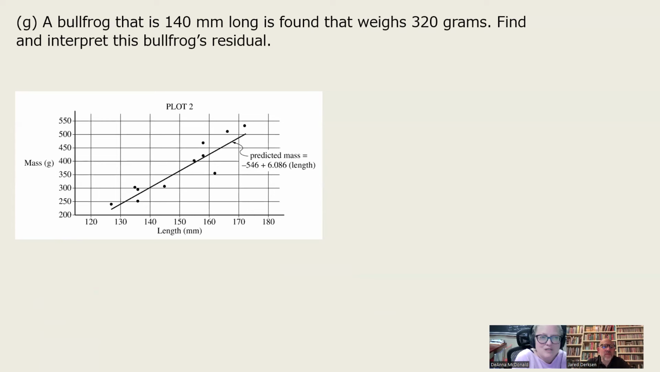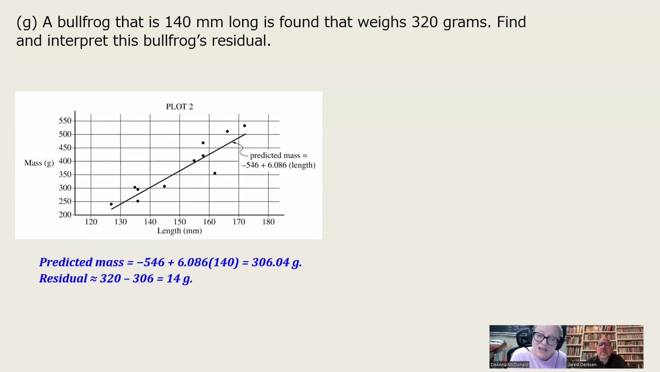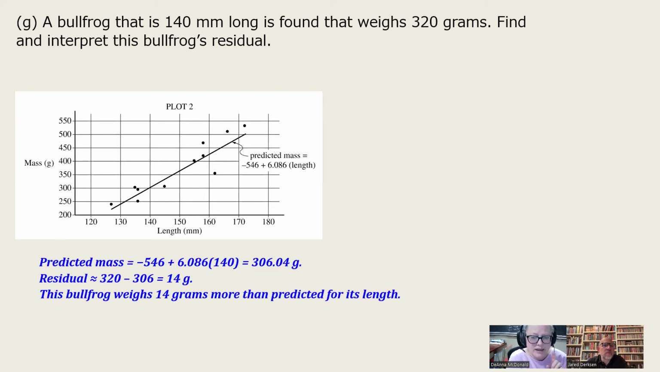So I have this bullfrog. It's 140 millimeters long and it weighs 320 grams. And I want to find and interpret this bullfrog's residual. Well, the first thing I have to do is predict the mass. So I plug in 140 into the least squares regression line and I get 306.04 predicted mass for this bullfrog. And then to find the residual, I take the observed value and I subtract the predicted value and I get roughly 14 grams. So this bullfrog, interpreting again, weighs 14 grams more than predicted for its length. And how do I know it's more? Because the residual is a positive value.